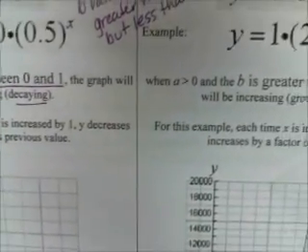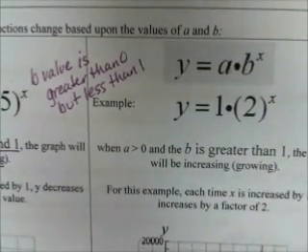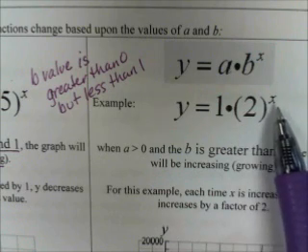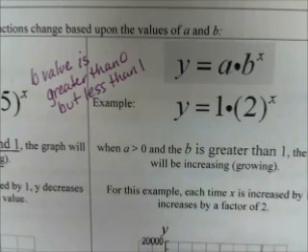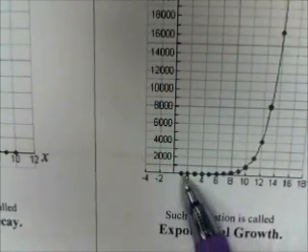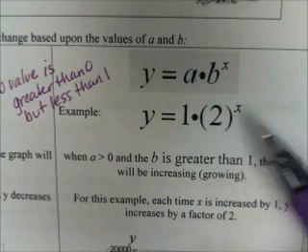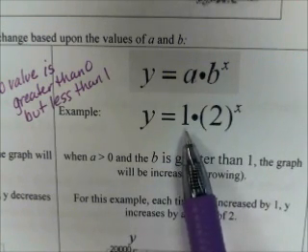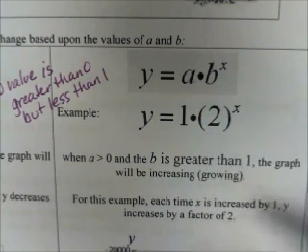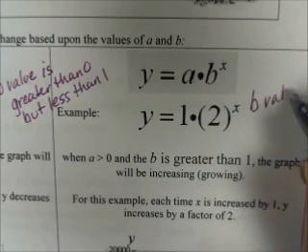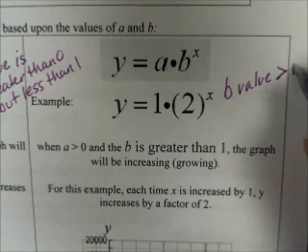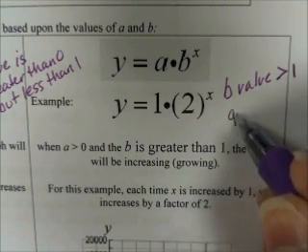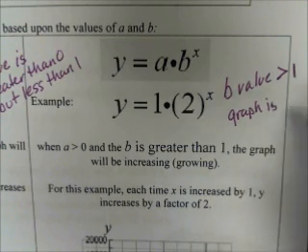So if we look at our other example in the right-hand column, we have y equals 1 times 2 to the x. So our a value is 1, our b value is 2. And if we look at the graph, it is increasing, it's going upward. That will always be the case if our a value is greater than 0 and our b value is greater than 1. That's the greater than symbol. B value greater than 1. The graph is increasing.